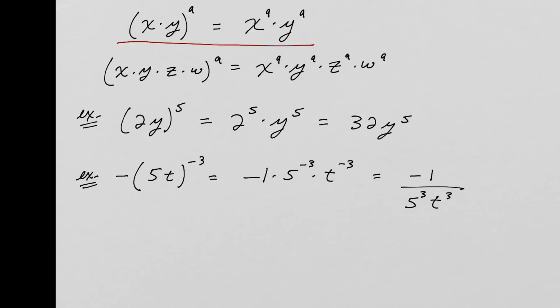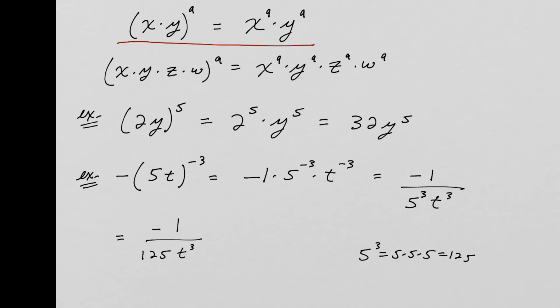And then you could expand out the 5 cubed if you want. Right? It turns out 5 cubed is 5 times 5 times 5, which is 125. So you could write this as 125 t cubed. That would all be in the denominator.